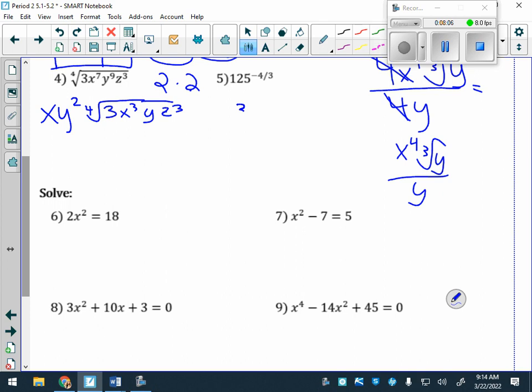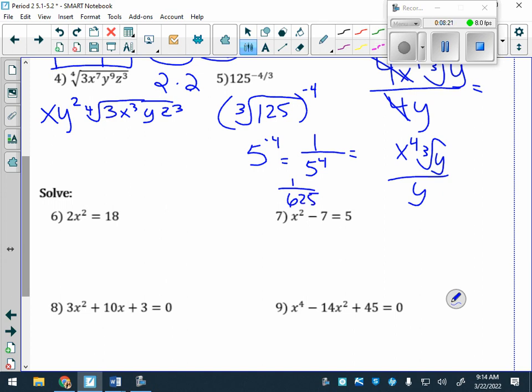Good. The cube root of 125 to the negative 4th. Cube root of 125 is 5. Can't have a negative exponent, so it's 5 to the 4th, 1 over 625. These right here should be done without a calculator. So since it was done without a calculator, if you're not sure what 5 to the 4th is and can't really multiply, then leave as is.